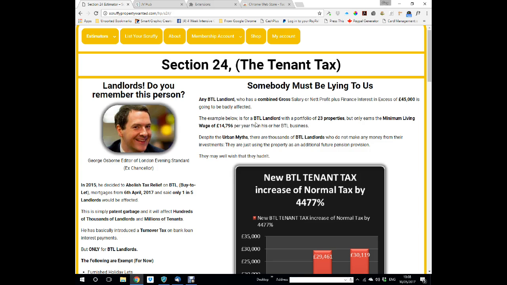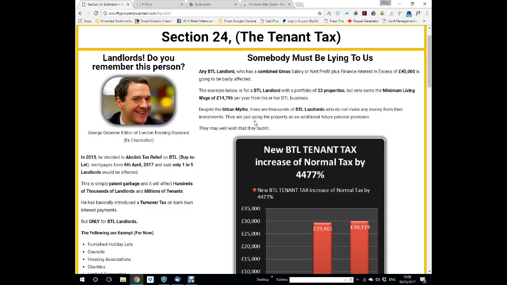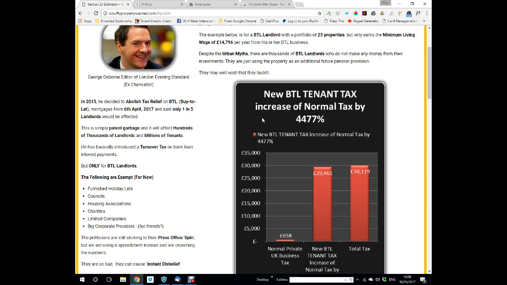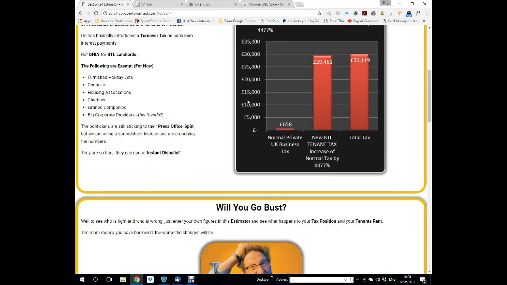The example that is preset below is for a buy-to-let landlord with a portfolio of 23 properties but who only earns the minimum living wage of £14,796 per year from his or her buy-to-let business. So despite the urban myths out there, there are thousands and thousands of buy-to-let landlords who actually don't make any money from their investment, basically just using the property as an additional future pension provision. And as it says here, they may well wish that they hadn't in the near future.